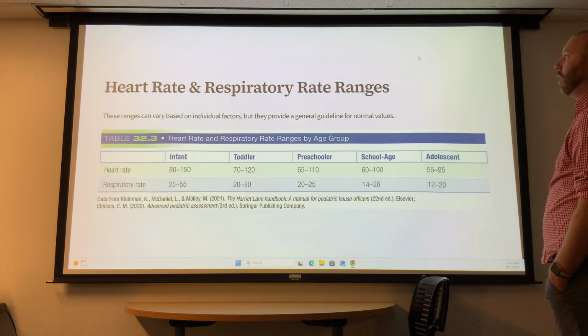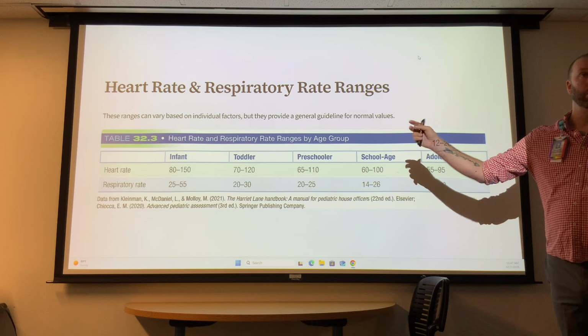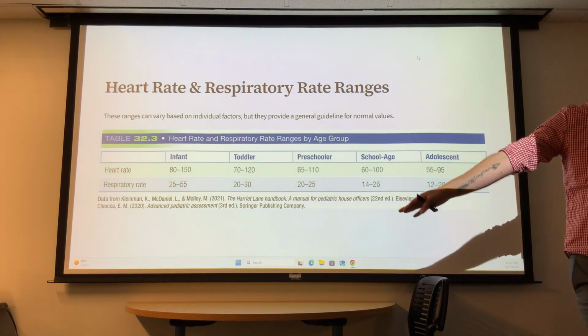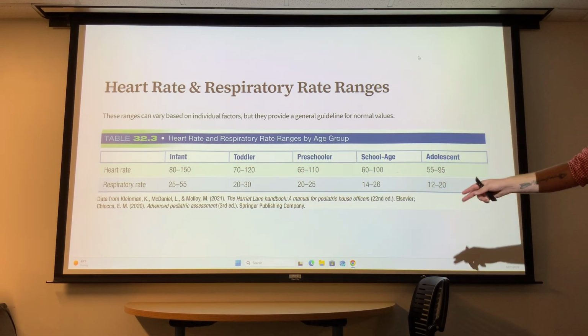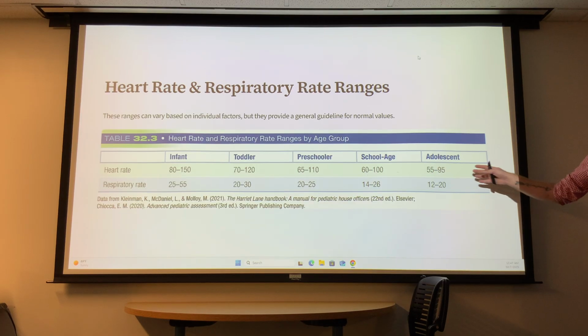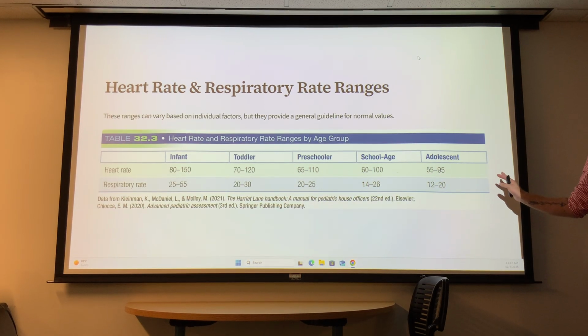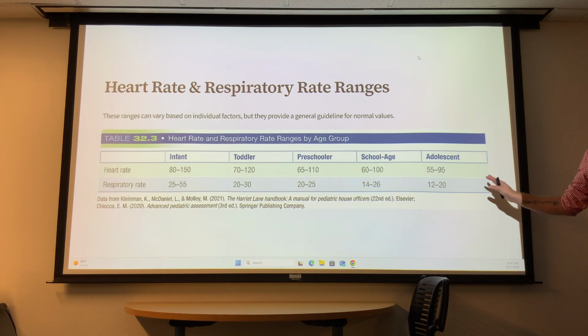When it comes to your heart rate, respiratory rates, they are much higher when they're an infant, and they slow down as they progress, right? And once they hit adolescence, they're more towards normal adult readings. Okay.